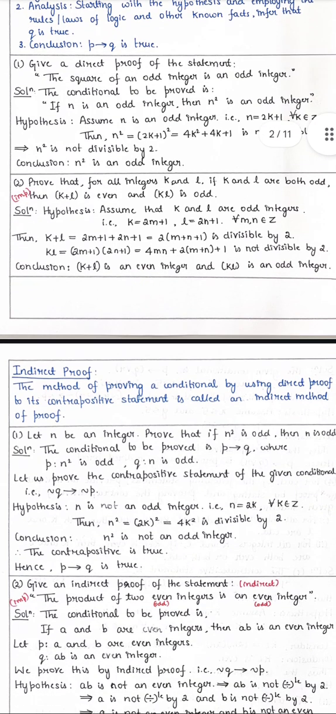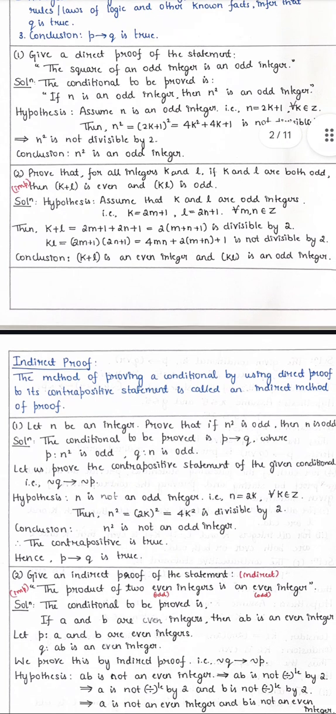Give a direct proof of the statement: the square of an odd number is an odd integer. So the conditional to be proved is: if n is an odd number, then n square is an odd number. The square of an odd number is an odd integer. So we have: if n is an odd number, then n square is an odd number.